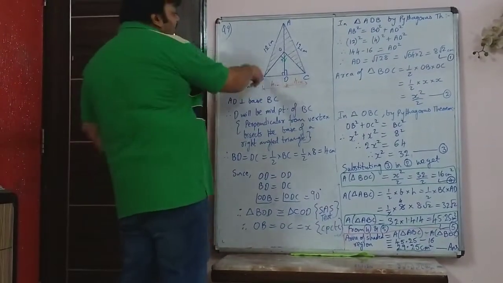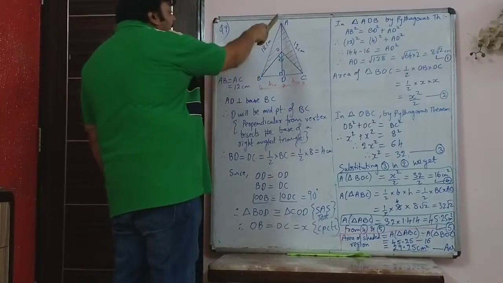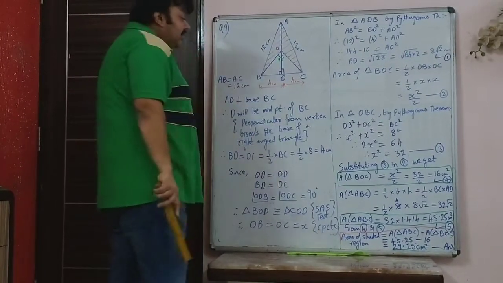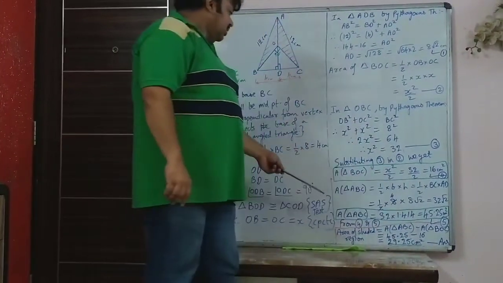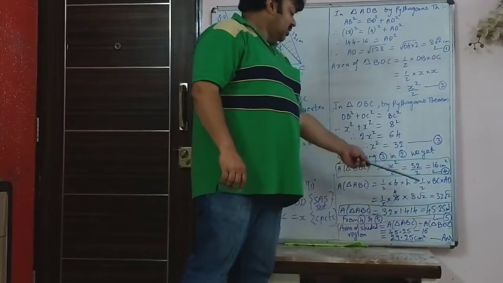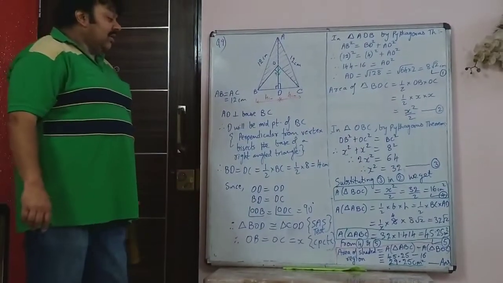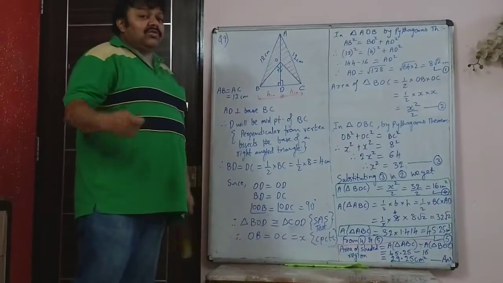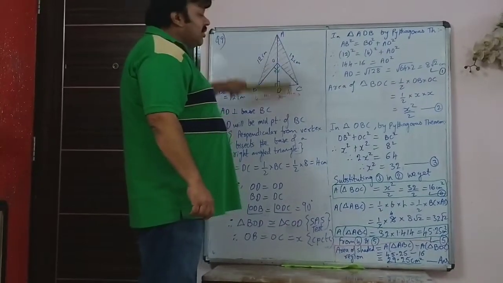So what is the shaded region? This shaded region is the big triangle minus the small triangle BOC. So big triangle ABC is 45.25 and small triangle is 16. So 45.25 minus 16, that is 29.25 centimeters squared, since it is area. That is area of the shaded region.